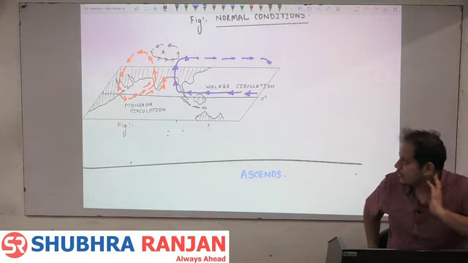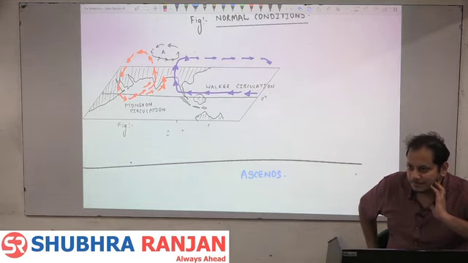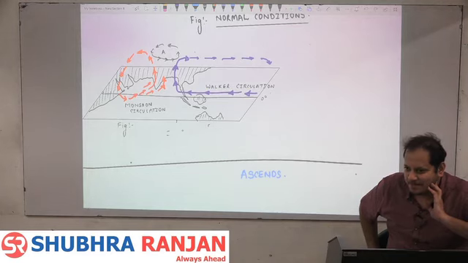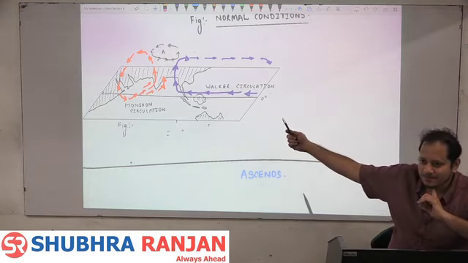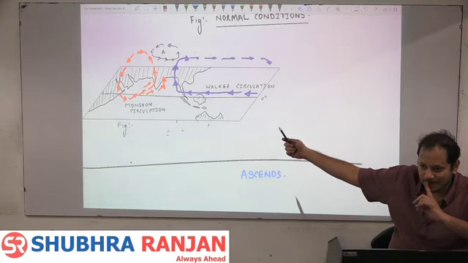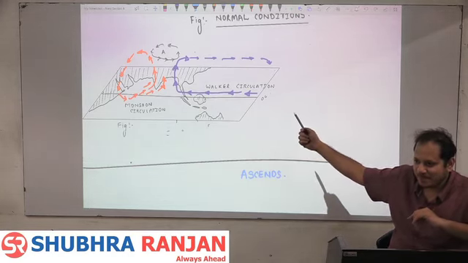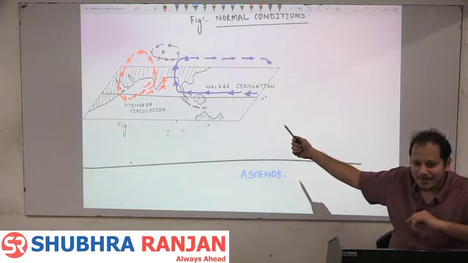What is this? El Nino, La Nina? Look again. What is this diagram? Where is the low pressure? Indonesia, Australia. So, what is this? El Nino. How is it La Nina?